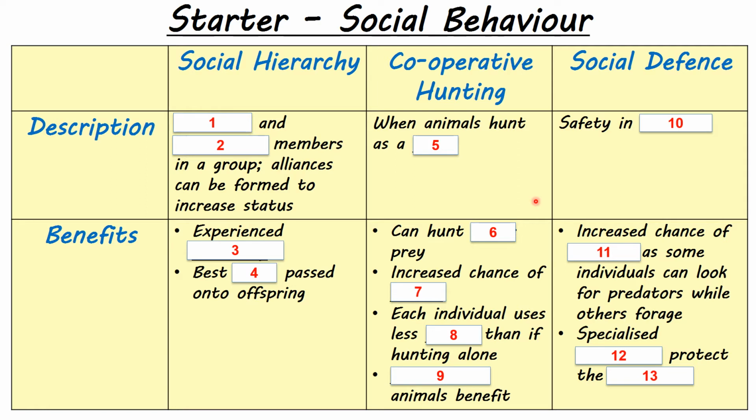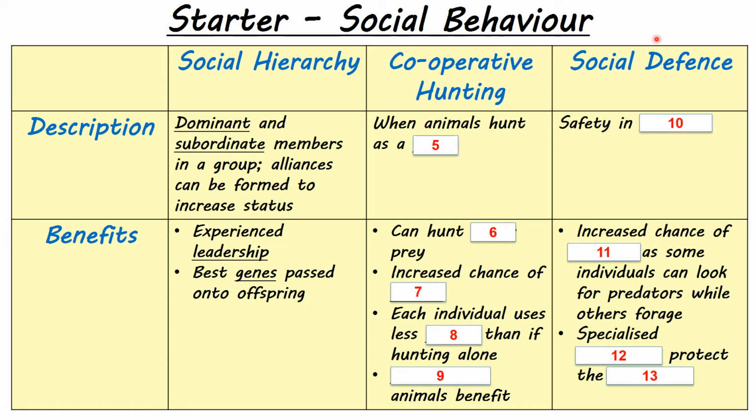Okay, so the first one, social hierarchy. Something and something members in a group. So that should be dominant and subordinate. And alliances can be formed to increase status. And then the benefits of social hierarchy. Number 3, you have experienced leadership. And then number 4, the best genes are passed on to offspring.